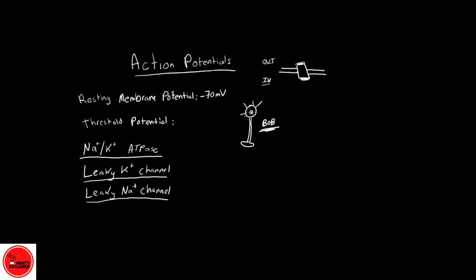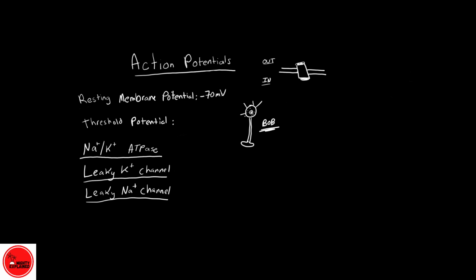Now, you might be thinking, wait a minute, why is Bob so special? If Bob is just chilling, why is he not at equilibrium? Why is he not at zero? There's nothing happening. He's not getting stimulated. He's not getting excited. He's not getting any inhibition from any other neurons. Then why is he at negative 70, and why is he not at zero? Well, that's a great question.